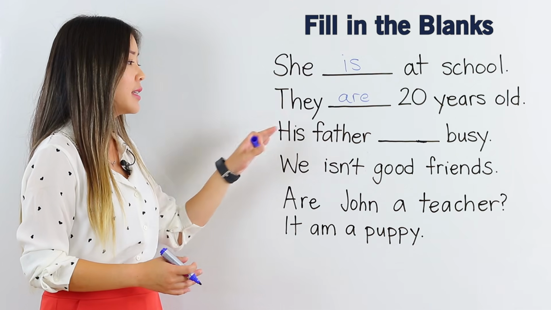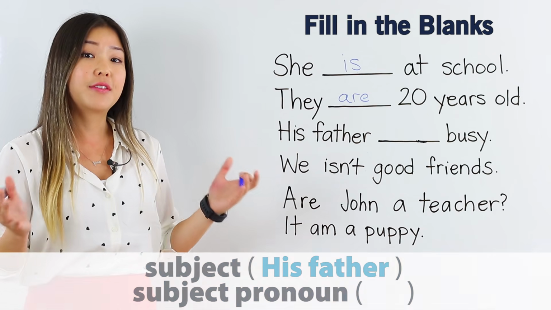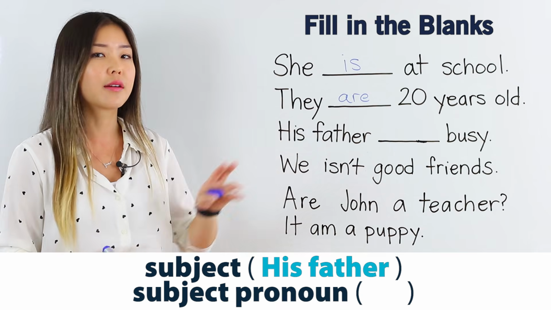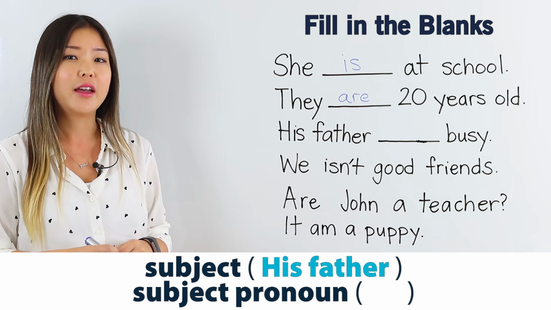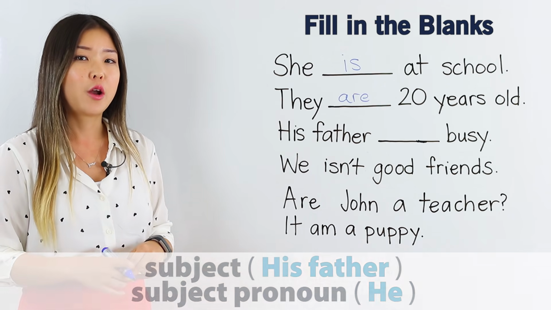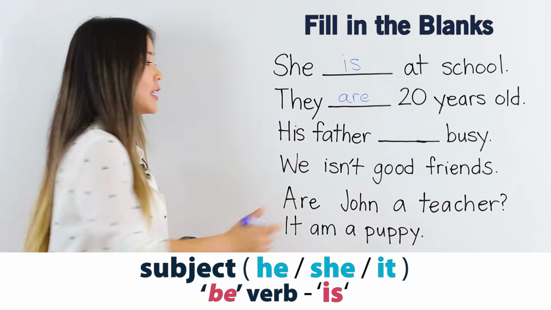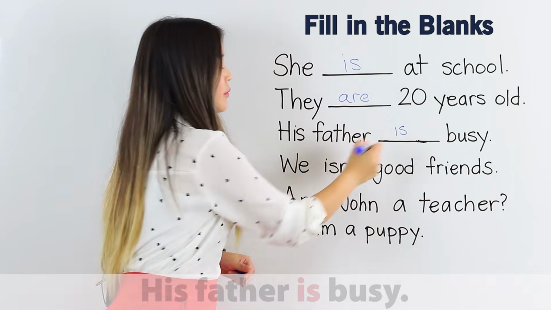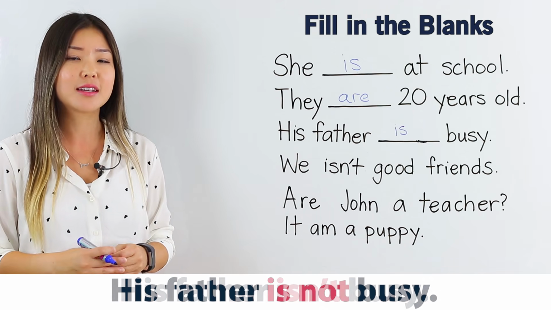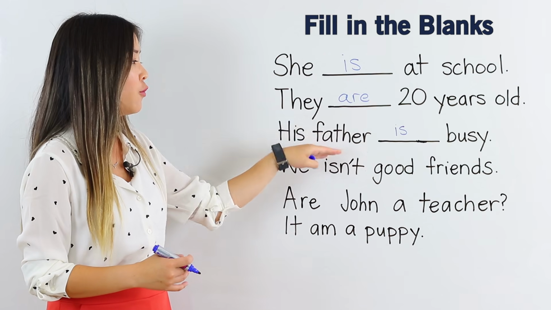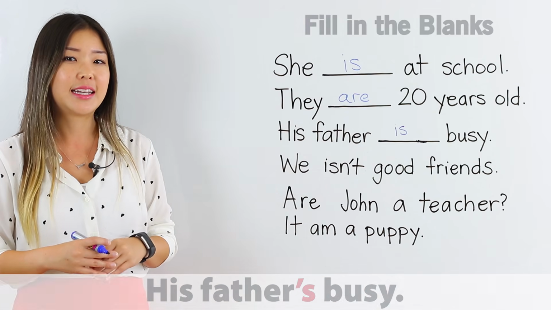The next sentence says, his father blank busy. The subject of this sentence is his father. What subject pronoun do we use for his father? The correct answer is he. Remember, for he, she, it, the be verb is is. For the negative, we can say isn't or is not. And for a contraction for father and is, we can say his father's busy.